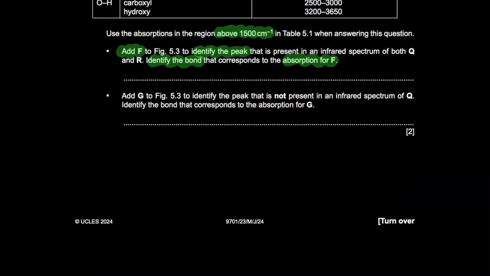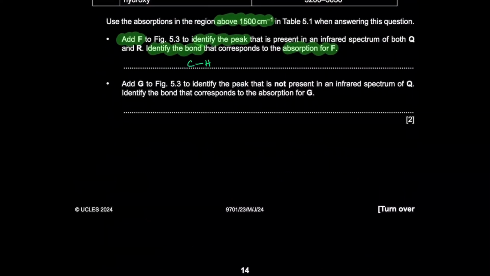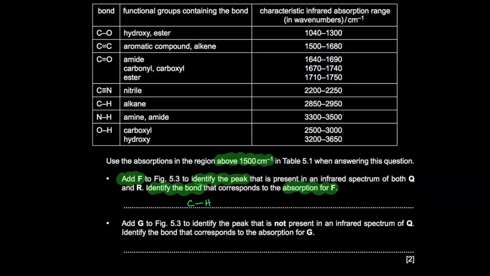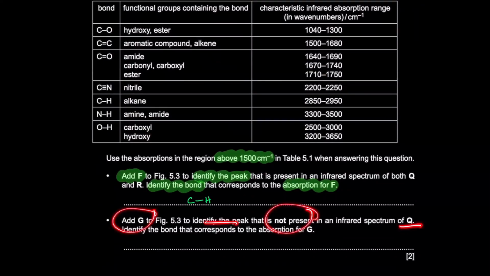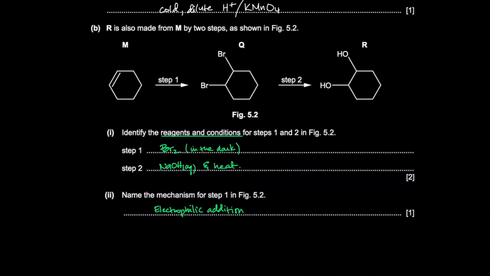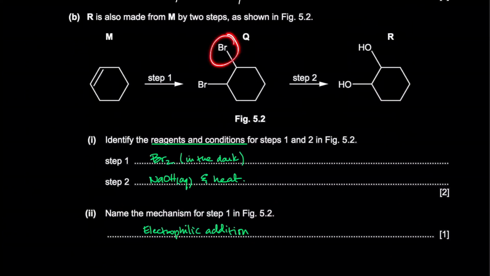And then add G to identify the peak that is not present in the infrared spectrum of Q. Q is a halogenoalkane. This is an alcohol. Alcohols have the O-H bond.